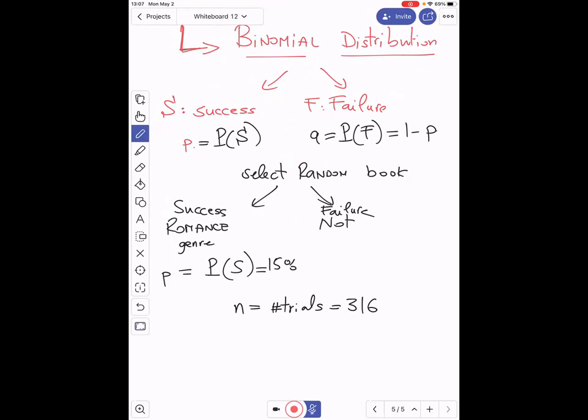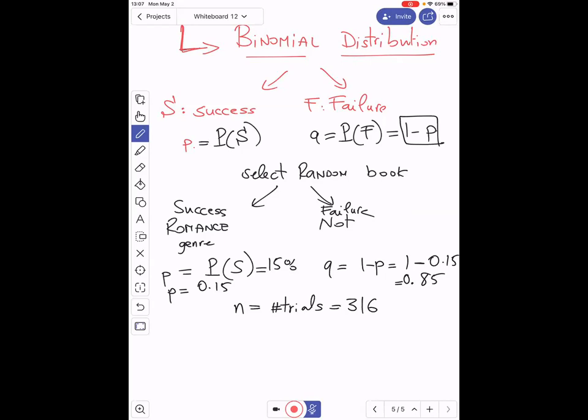Well, if P is 15%, what will be Q? Well, Q, the probability of failure, is 1 minus P, right? So P is 15%, and percent means division by 100. So 15 over 100 is 0.15. Then Q, which is 1 minus P, is 1 minus 0.15. So that's 0.85. So Q is 0.85.